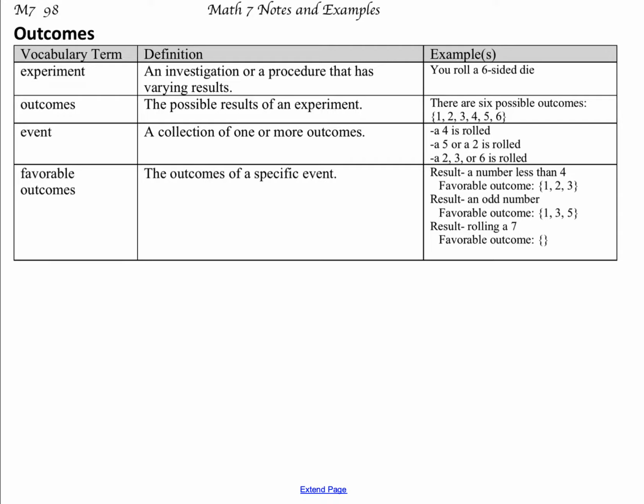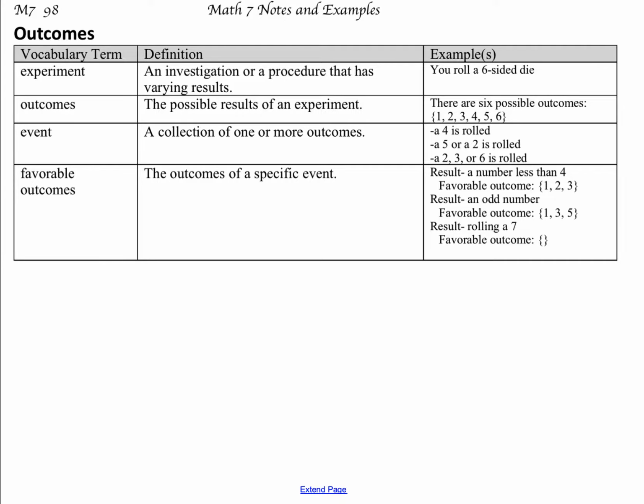Now from a science standpoint, an experiment has some controlled variables and some experimental variables that you're changing to try to determine something scientifically. In math, an experiment is just an investigation or procedure that has varying results. So it's something you can do that has more than one possible outcome. Like if you drop a dish, it could break or it might not break. That's an experiment, it has varying results.